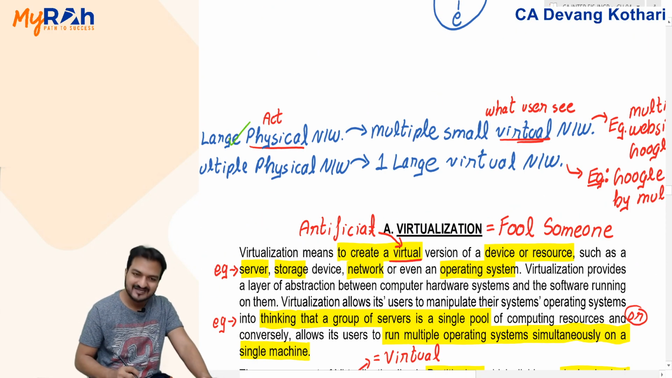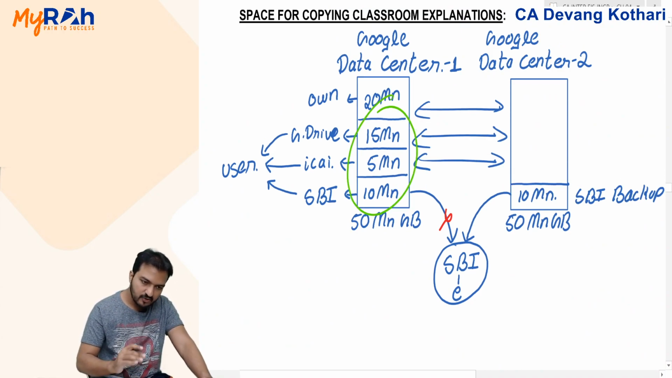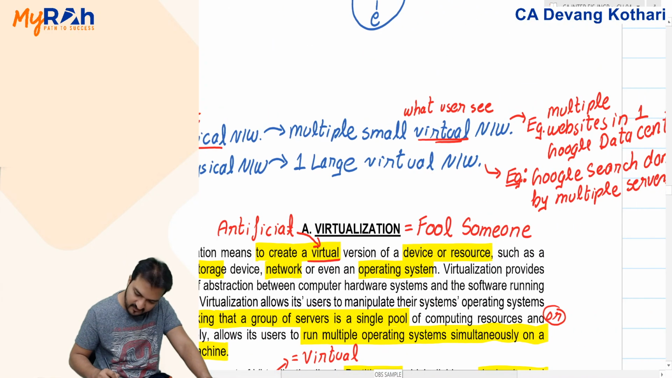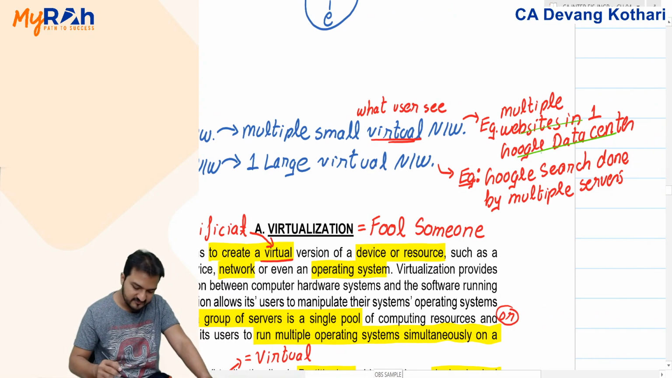So virtualization, first example is that one large physical network, one large data center, is shown to the user as if it is three different websites. That is my first example. That's the same thing I've written here. Multiple websites in one Google data center is my example there.